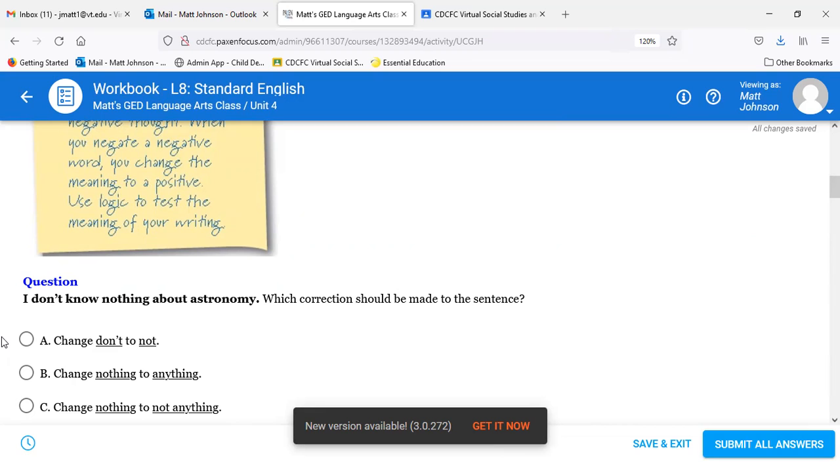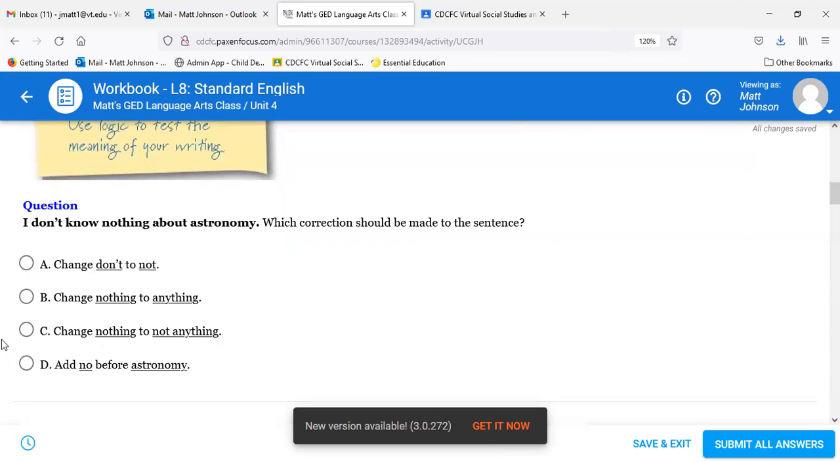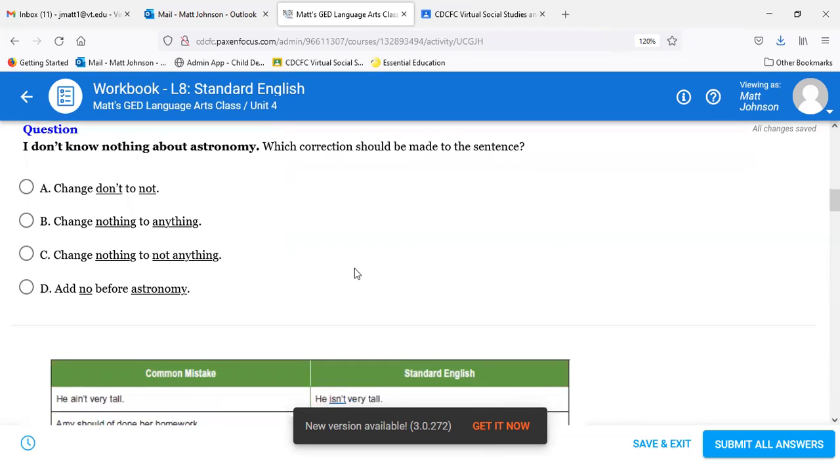So here we go. Number one, let's go to Nilda. Yes, I don't know nothing about astronomy. A, change don't to not. B, change nothing to anything. C, change nothing to not anything. D, add no before astronomy. A?